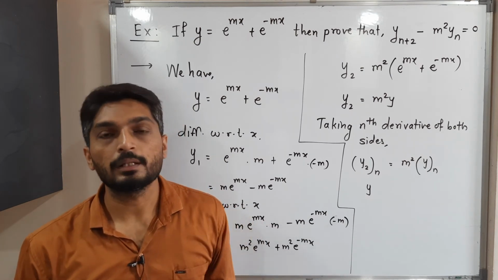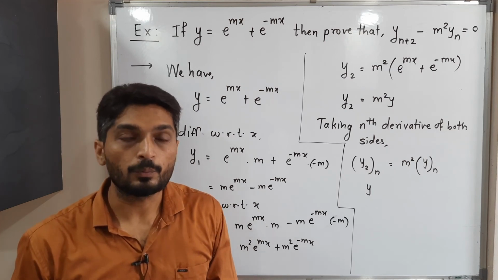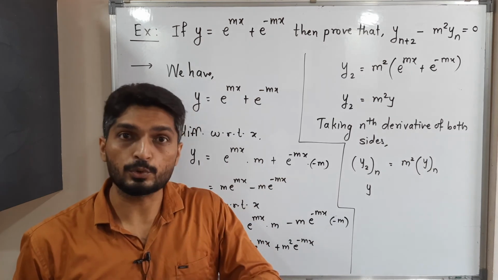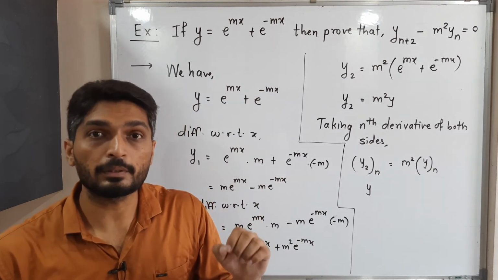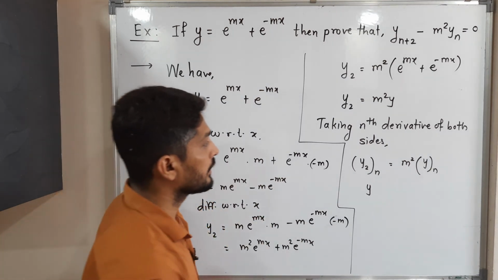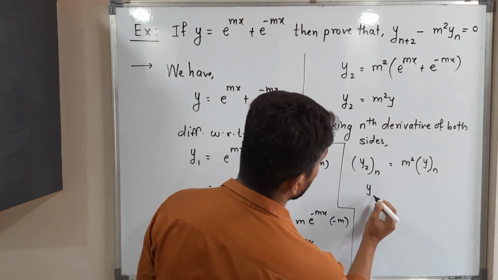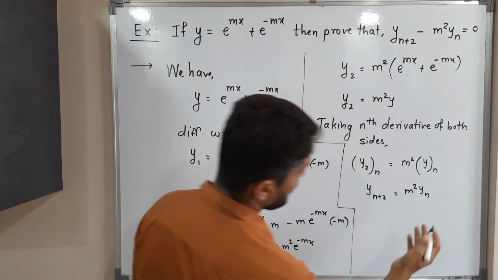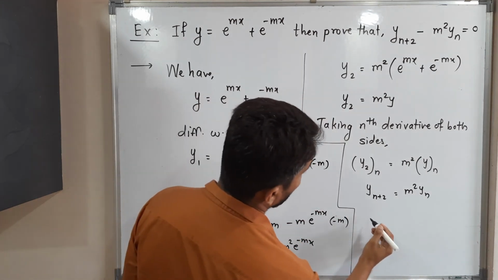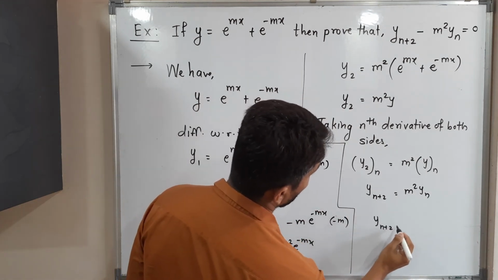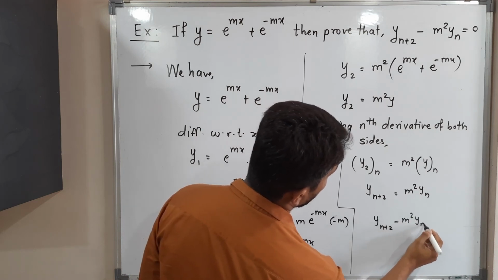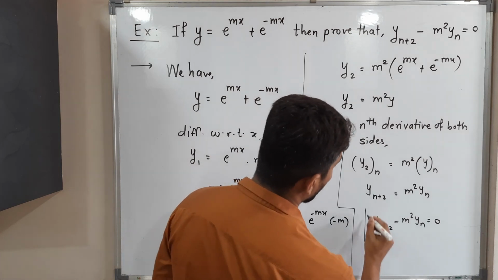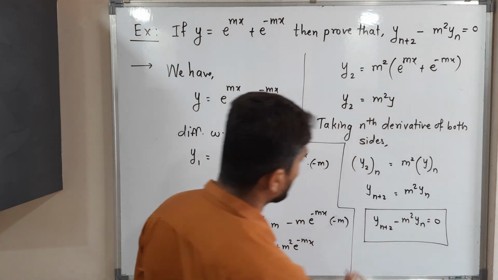Getting it? For example, suppose we have a second derivative and we are taking the 100th derivative again. So 100 plus the previous 2, that means the 100 plus 2 derivative. Getting it? The 102nd derivative. So this is y n plus 2 equals m square, here we have y n. Let us take this term to the left hand side. So y n plus 2 minus m square y n is equal to 0. Right? Same thing we wanted. We proved it. Okay. So in this way we completed this example.